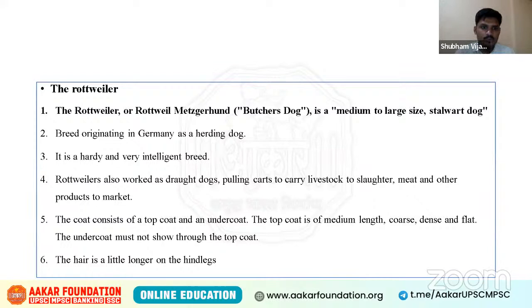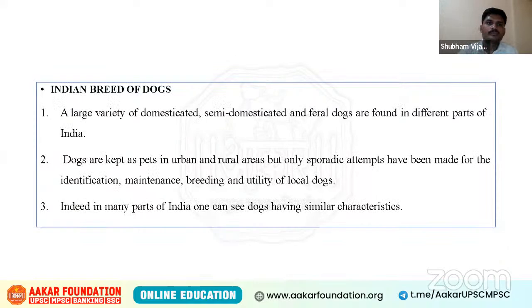Coat consists of top coat and undercoat. Top coat is of medium length, and undercoat must not show through the top coat. So top coat is at the upper side and the undercoat is at the lower side. Here it is a little longer on the hind legs only. Forgot to put this Rottweiler picture, but no problem. We all must have seen this one.